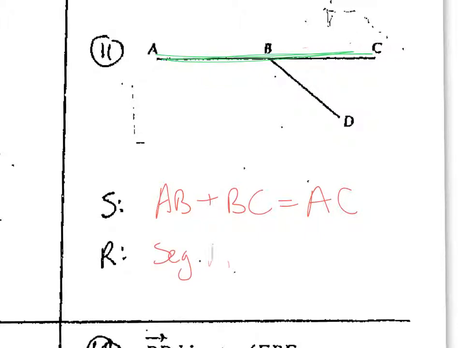Your reason for that is the segment addition postulate. You've got to get used to seeing that one, as well as the angle addition postulate. By segment addition postulate, I can say that the two parts add up to the whole length there. That's one that you can always say. So if you run out of things to say, try that. But use it as a last resort.